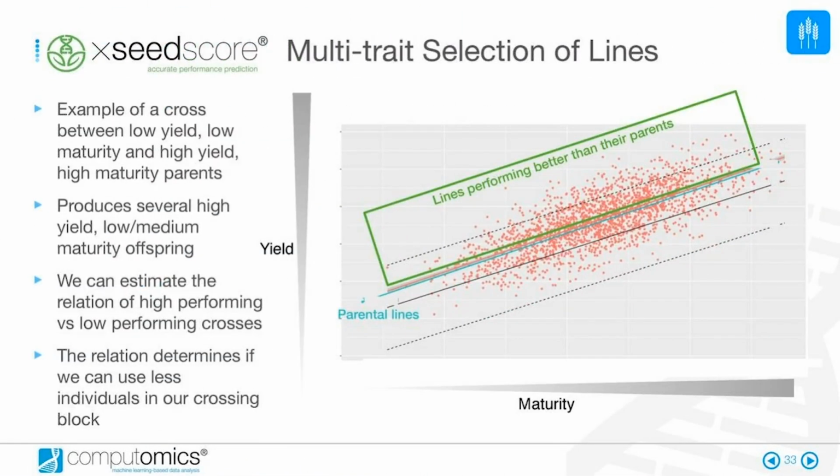This is another example from the initial color cloud, a cross between a parent with low yield and low maturity and one with high yield and high maturity. As you can see, there are quite a few lines that outperform their parents. And by looking at the relation between low and high performing offspring, we can estimate how many offspring you need to generate to have a high chance of producing a new elite line.